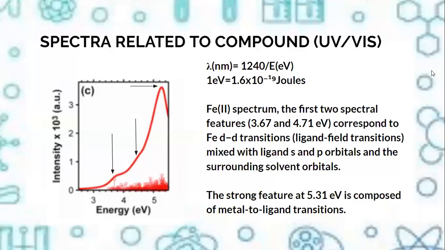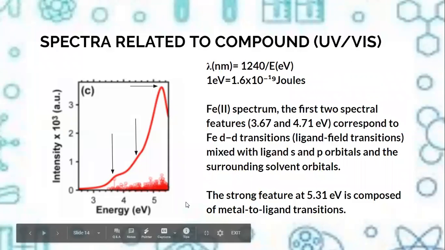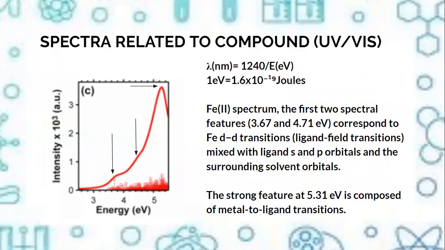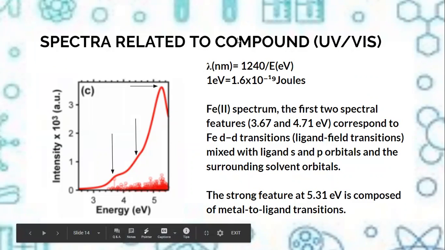So now this is the UV-vis spectra. The x-axis is stated in electron volt values. So how are we going to know the wavelength of this spectra? By converting it using this formula.